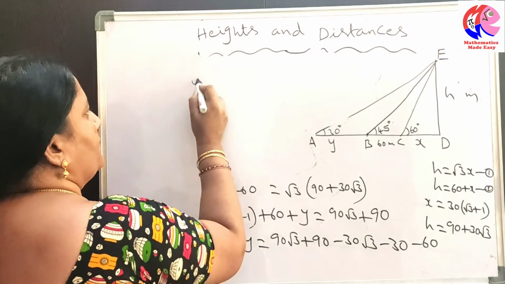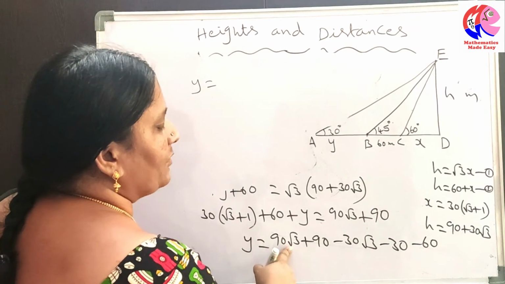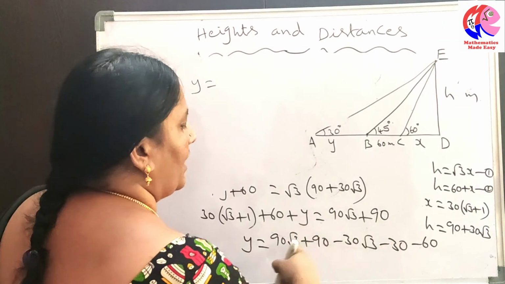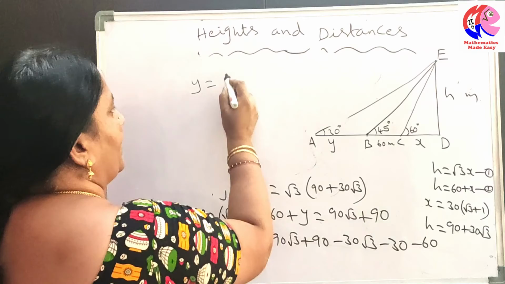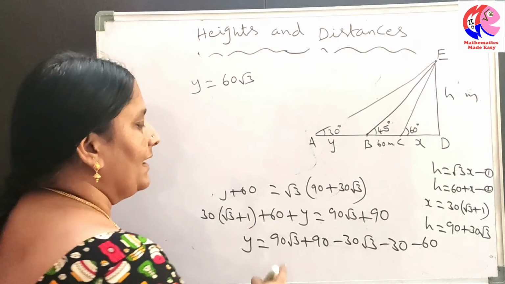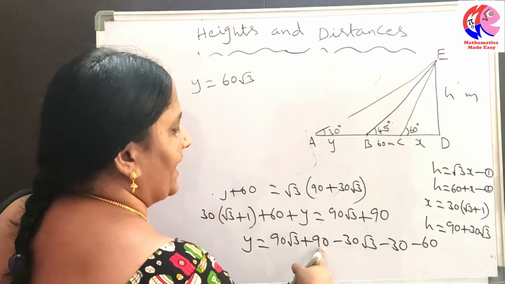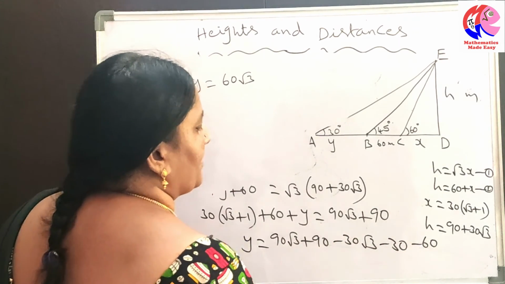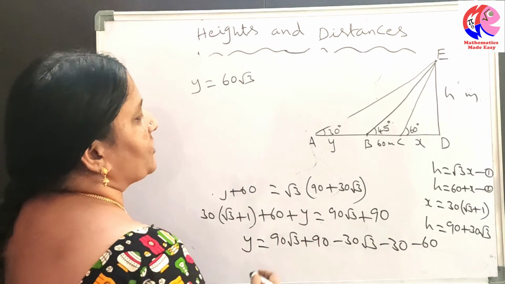y equal to, first let us simplify root 3 terms. 90 root 3 minus 30 root 3. We have two terms which are containing root 3. Then 90 root 3 minus 30 root 3 is 60 root 3. Or else we can take root 3 common, then it is 90 minus 30, 60 root 3. And plus 90 minus 30 minus 60. Minus 30 minus 60 is minus 90. Plus 90, both will be cancelled. So y is equal to 60 root 3.